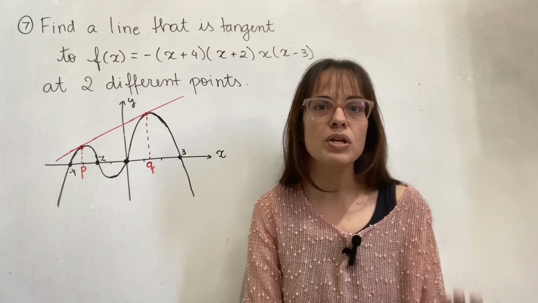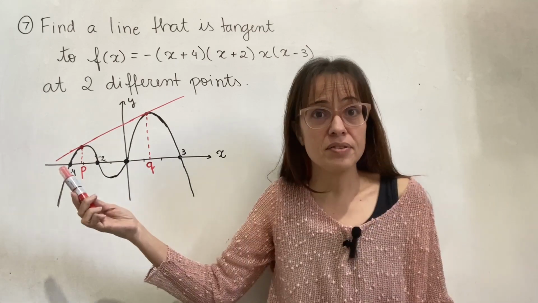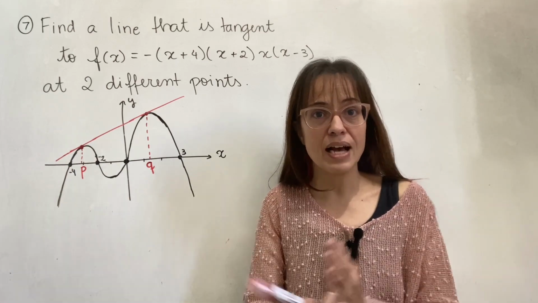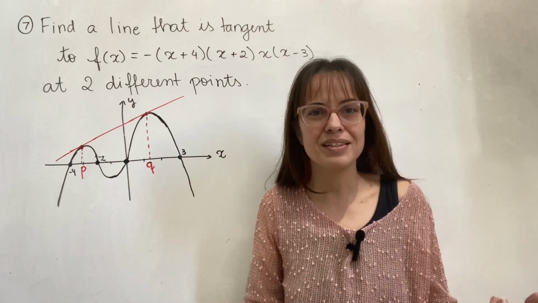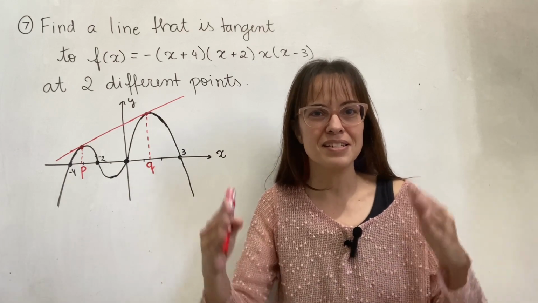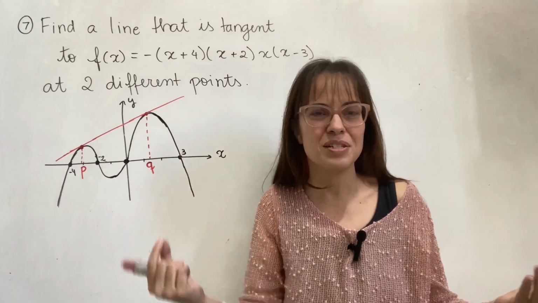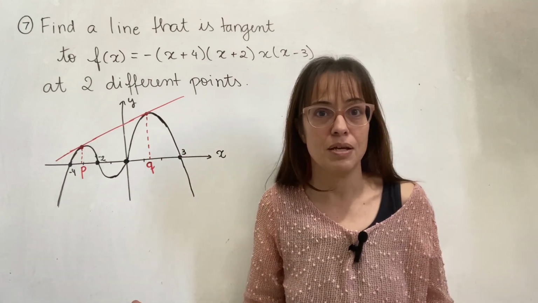What possible reason would you have to say that the tangent point is going to be exactly in the middle of the two zeros? It doesn't even make any sense. A zero is a zero. A tangent is about derivative. They're not the same thing.